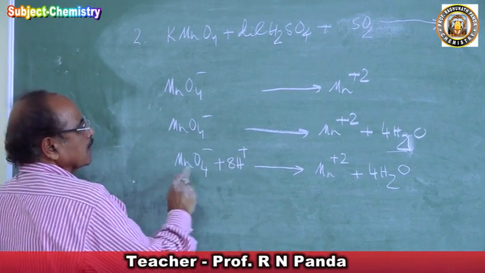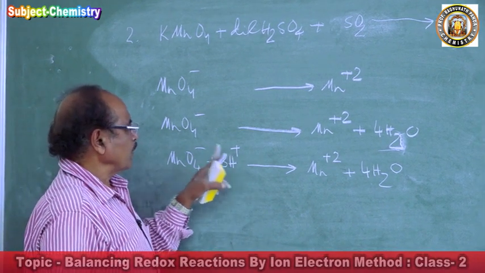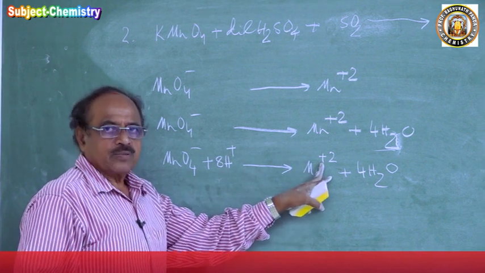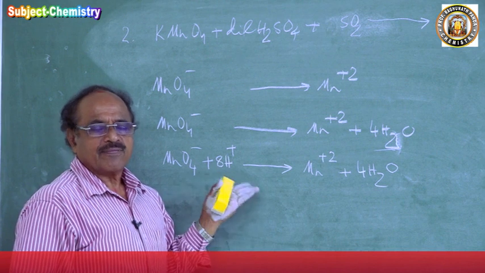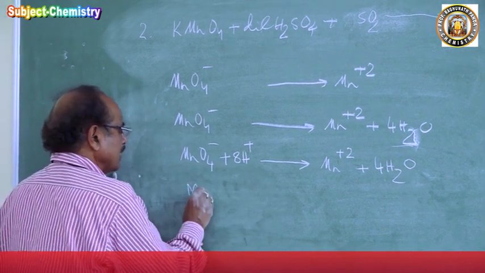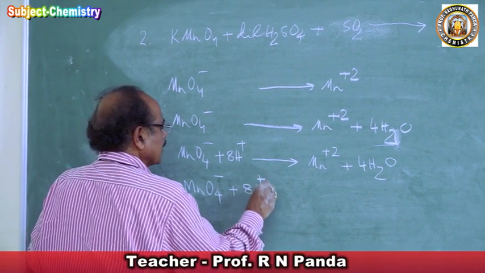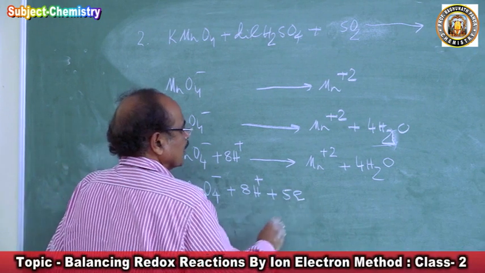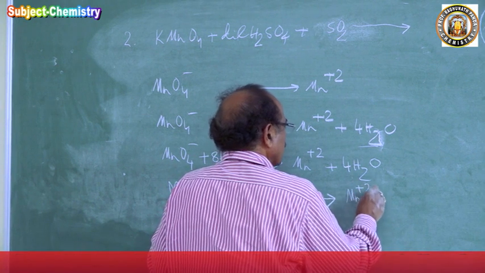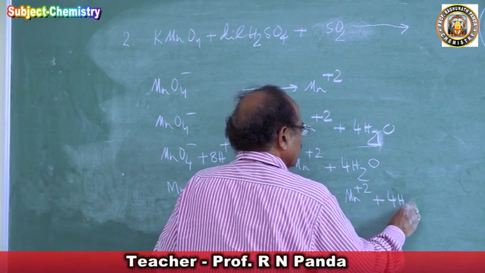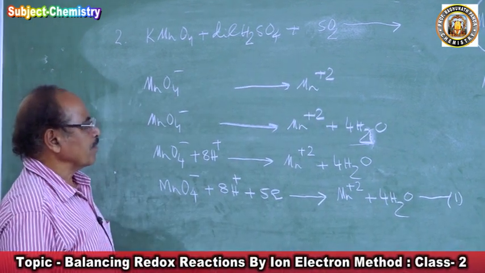And then balance the charges by adding electrons. So we have 7 positive charges on the left side and 2 positive charges on the right side. So 5 positive charges extra on the left side, so we'll add 5 electrons. So we'll have MnO4 minus plus 8H plus plus 5e will give us Mn plus 2 plus 4 water. So we got the balanced form of the first equation, the ionic form.